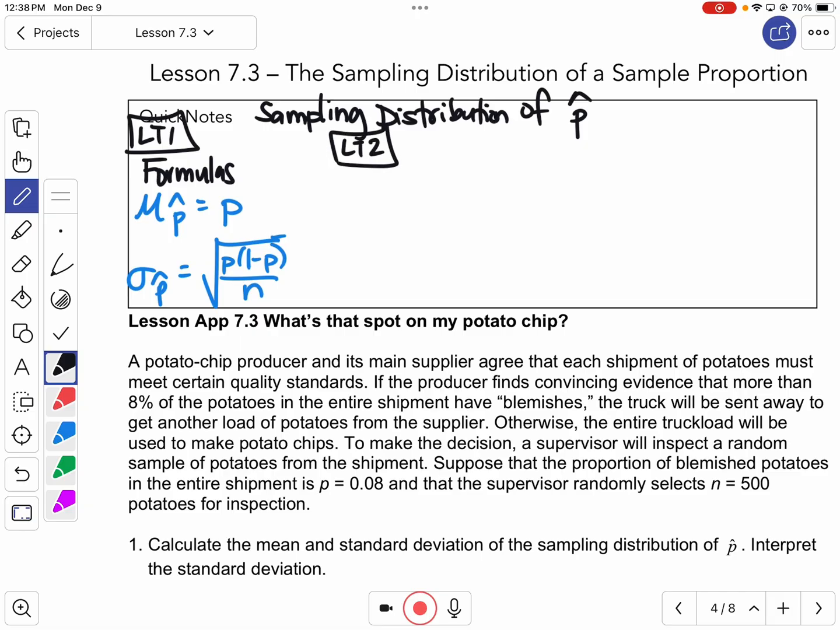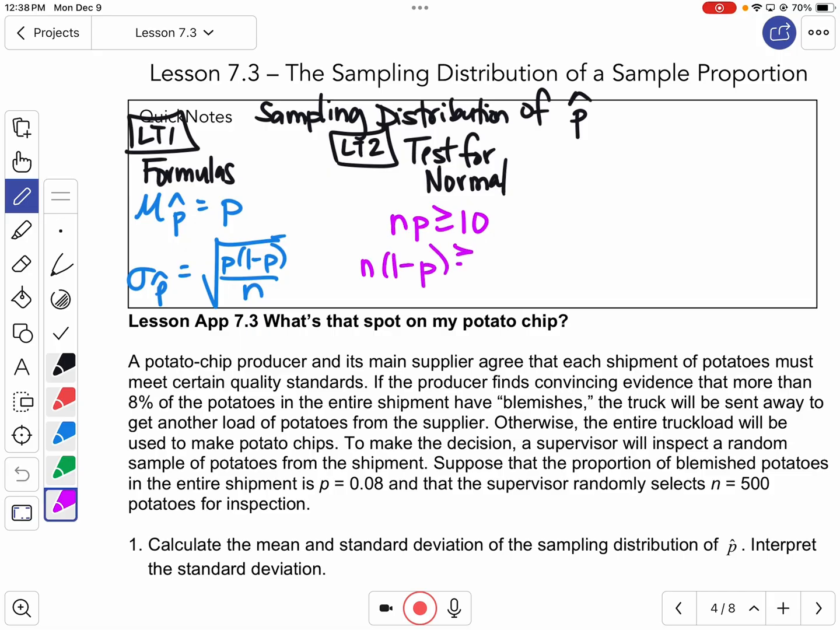Learning target 2. It's 2 more formulas. How do we test for normal? Two things we have to do. We have to take N times P, make sure it's greater than or equal to 10, and N times 1 minus P, make sure it's greater than or equal to 10. So we'll do those 2 different calculations. Both numbers need to be greater than or equal to 10.